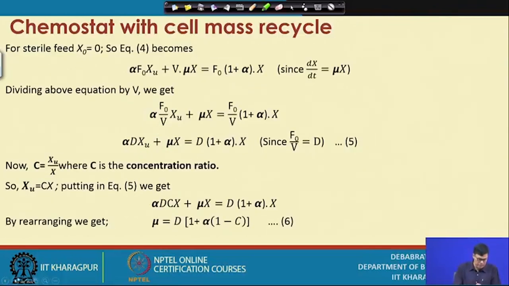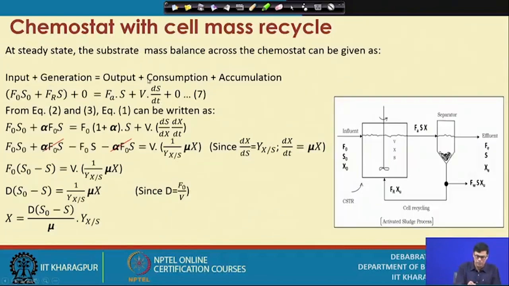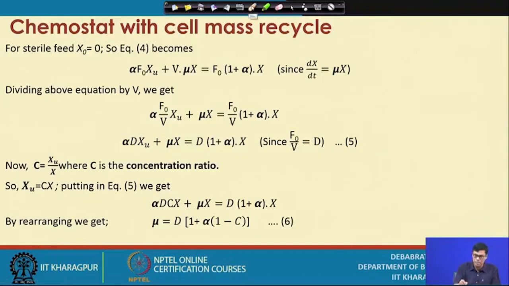Then we can write, the previous equation was like this, and this is alpha into F0, and because we considered X0 equal to 0, the first term you can neglect, and that is equal to this. This equation, now we can divide by V on both sides, and F0 by V is what? The dilution rate. So we can modify it in this form.